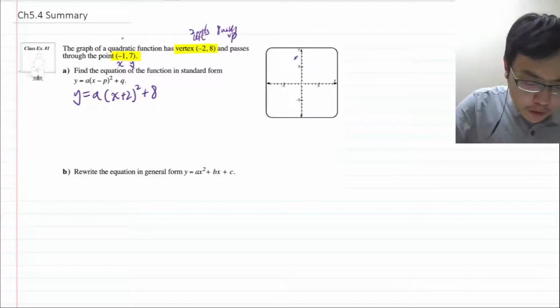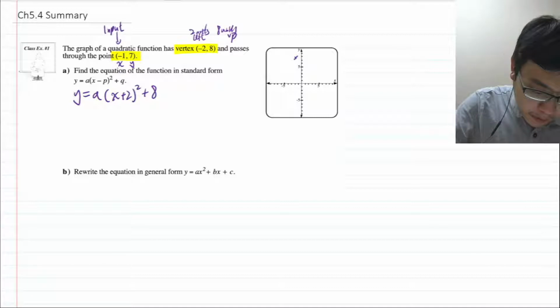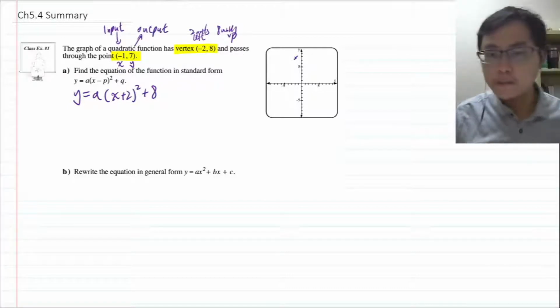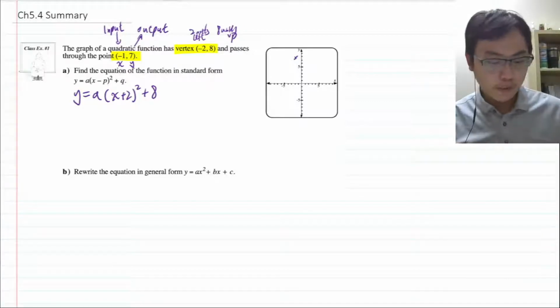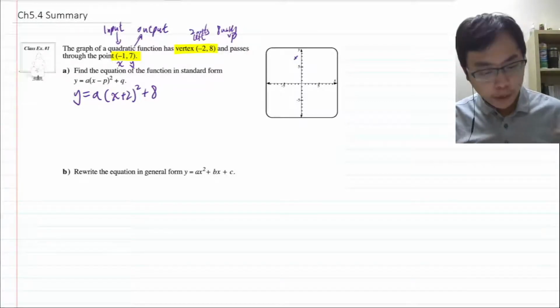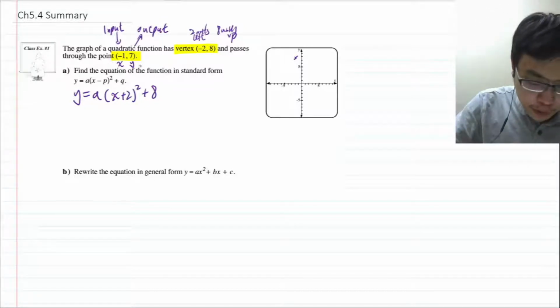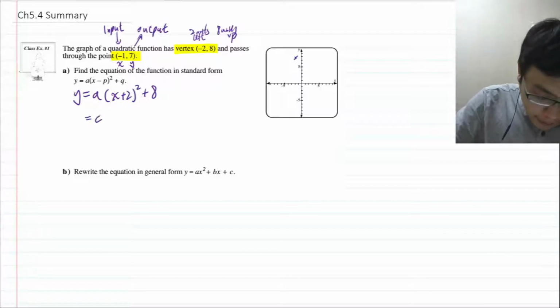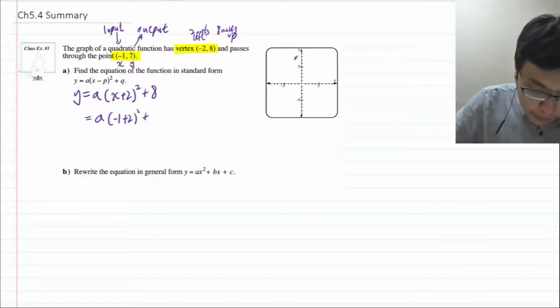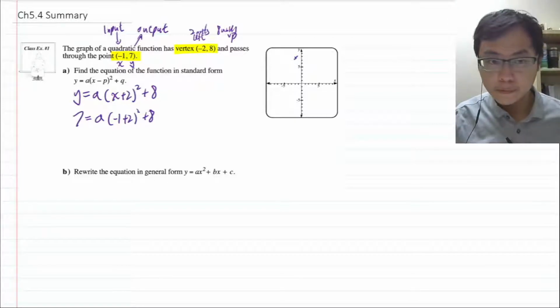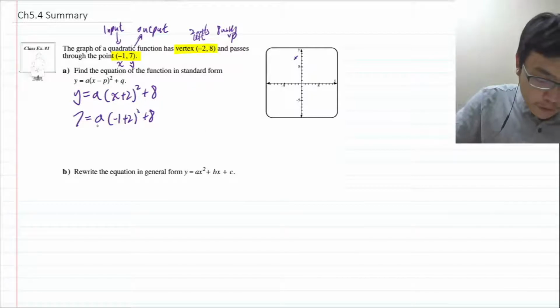It means that with this sort of input, we would get the output of 7. Okay, this is what functions mean. Okay, if I input -1 into my function, I would get 7 as the output. That is what x and y mean. And so if I input x, that's -1, into my equation, a times (-1 plus 2) whole squared plus 8, then I would get an output of 7. And all I have to do now is solve for a.